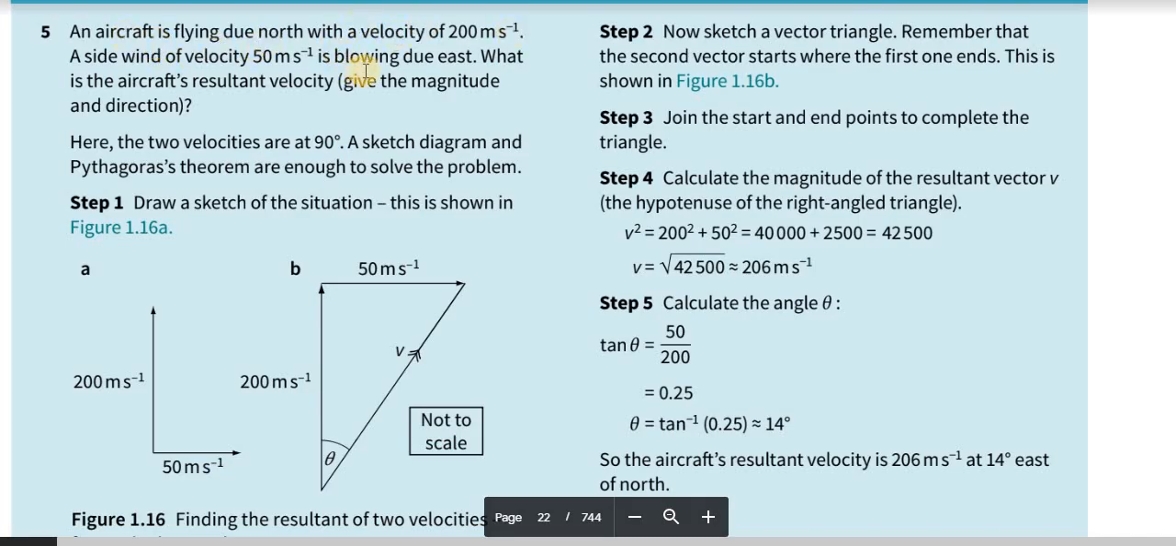An aircraft is flying due north with a velocity of 200 meters per second. A side wind of velocity 50 meters per second is blowing due east. So the aircraft is flying due north. Now it's trying to fly this way at 200 meters per second, but the wind is blowing to the right at 50 meters per second. So the aeroplane will not go like this. It tries to fly this way, the wind is blowing this way, so eventually it will end up somewhere there. Is that clear? It's trying to go this way, but the wind is blowing this way, so it will end up moving in that direction.